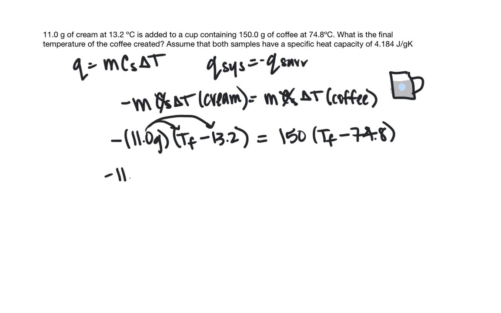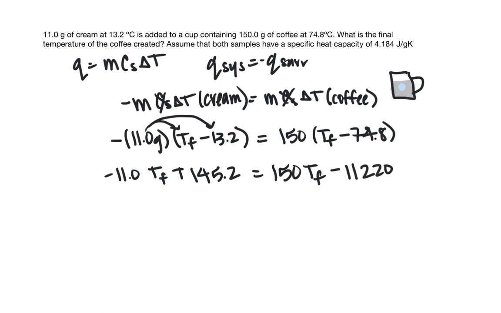Now I'm going to multiply the 11 over both of these. So I'm going to have negative 11.0 T_f, and then positive, because the minus multiplied by a negative gives me plus 145.2. And we're going to do the same thing on this side: 150 T_f minus, in this case, 11,220.